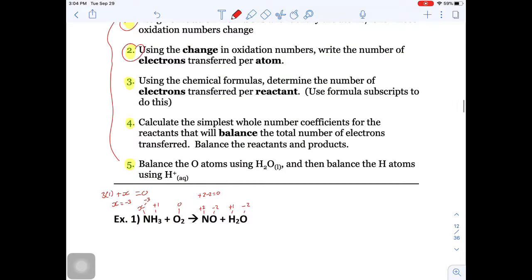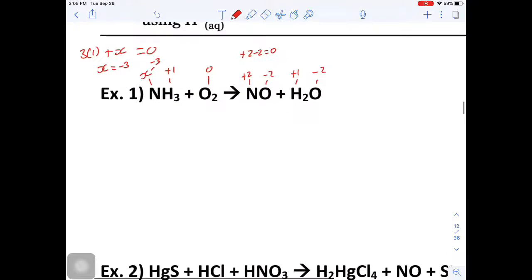Now we're going to go to step 2, and we're going to use the change in oxidation numbers to find out the number of electrons transferred per atom. As we can see here, oxygen changes oxidation numbers. Nitrogen changes oxidation numbers. So nitrogen here, it looks like it loses 5 electrons per nitrogen. Okay, so it's per a single element there. We went from -3 to +2, so that's 5 electrons lost per nitrogen.